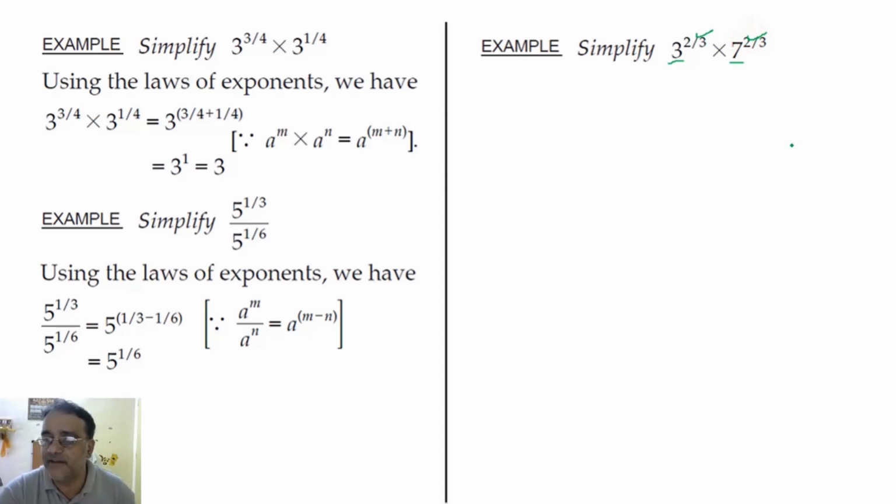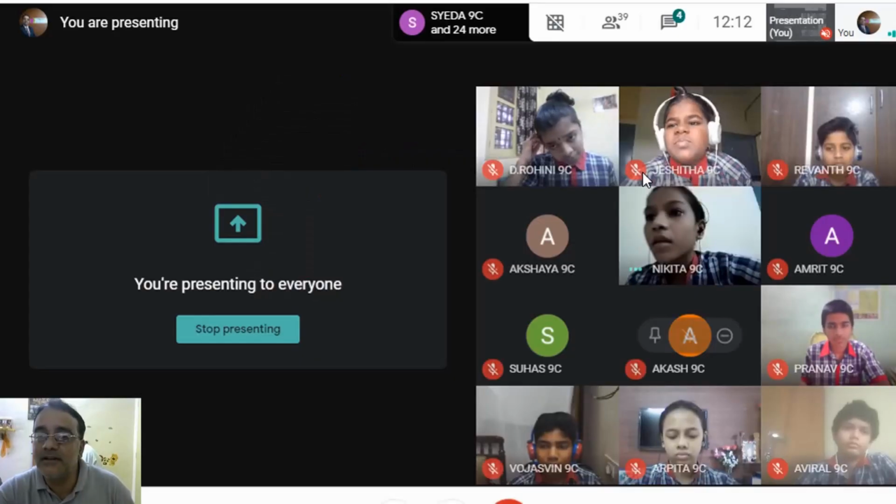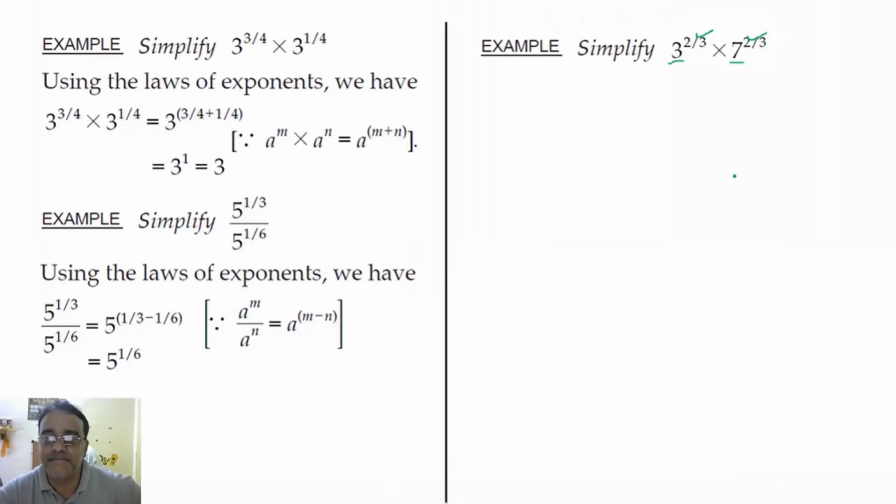So which property we have to use here? Which law? एक मिनट, कौन है? रोहिणी. Which property you have to use? A to the power m into B to the power m is equal to? AB whole power m. Very good. So a to the power m into b to the power m is equal to ab whole to the power m.